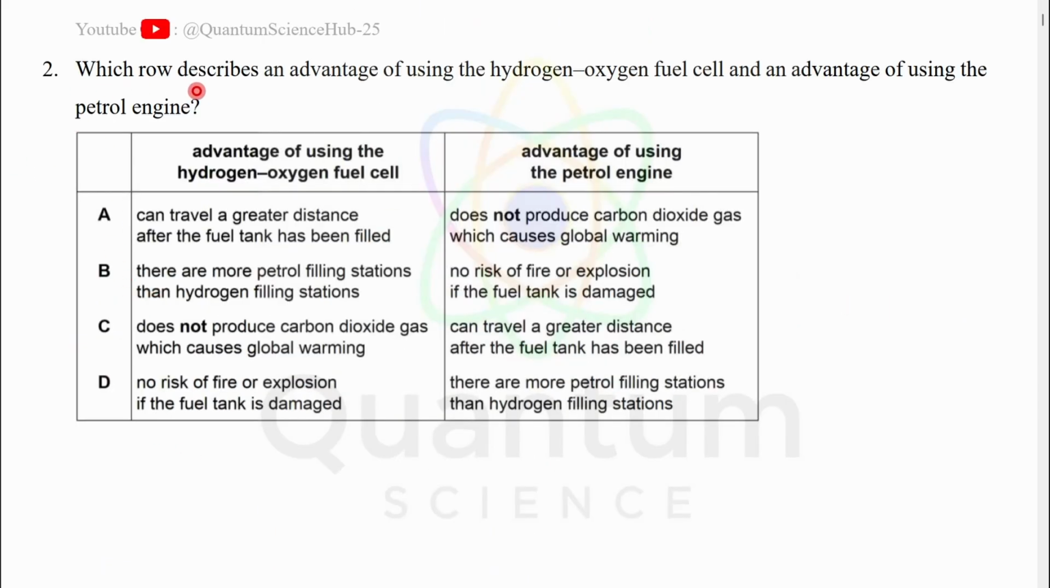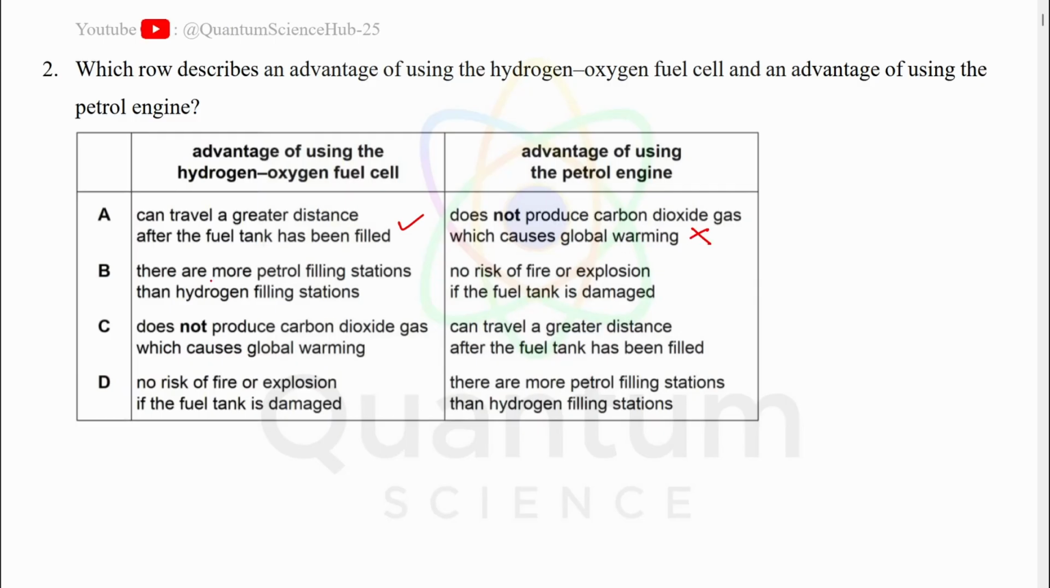Next question, which row describes an advantage of using the hydrogen-oxygen fuel cell and an advantage of using the petrol engine? Okay, so option A, can travel a greater distance after the fuel tank has been filled? Yes, that's correct. The advantage for the fuel cell here, does not produce carbon dioxide gas. As we know, the petrol engine still produces carbon dioxide gas, right? So this is not an advantage because it will cause global warming. Okay, so this is the disadvantage.